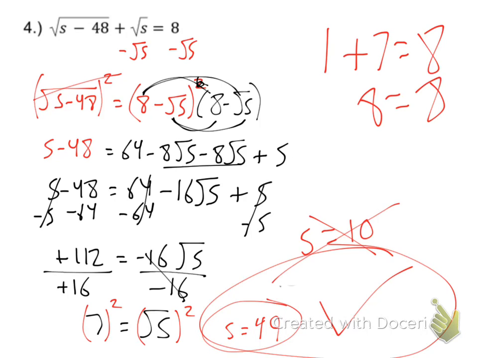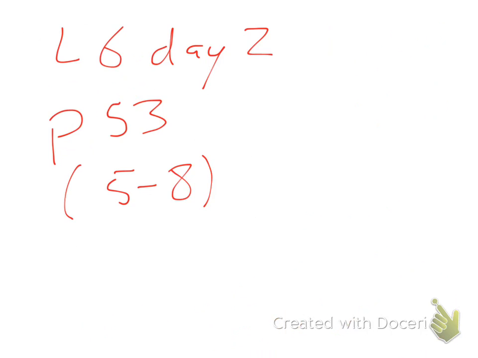What happens if 49 is the only answer, right? And what happens if 49 doesn't work? Then that's not a solution. Therefore, there's no solution. Okay? Makes sense. It should make sense. Always check your work when dealing with rational and radical equations. Are we good? Yeah. Last topic of 6.